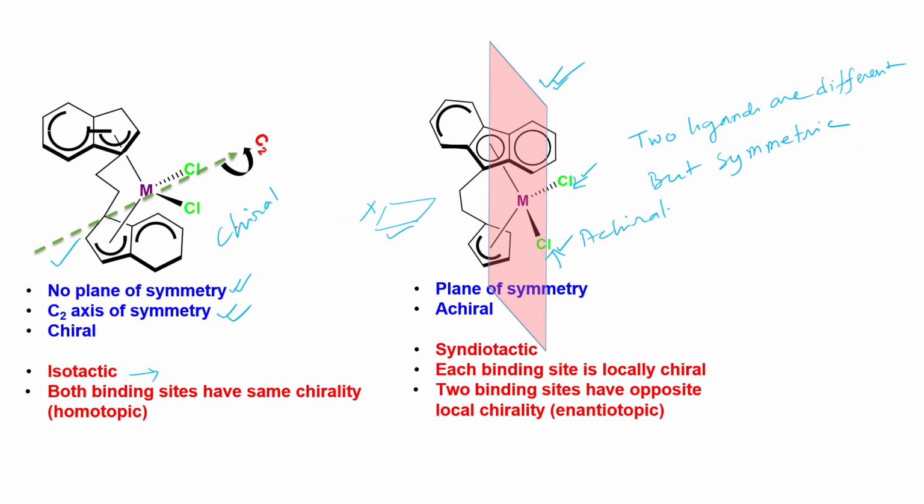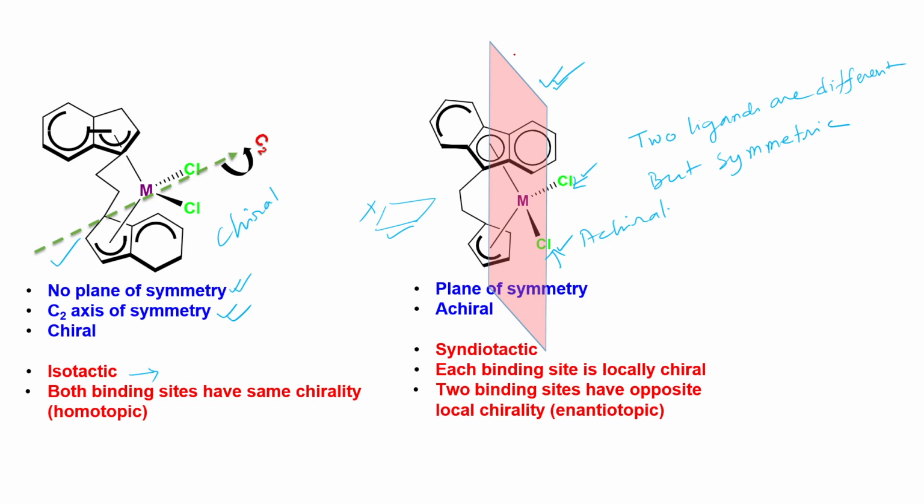For this kind of setup, this is a chiral setup with no plane of symmetry, only a chiral axis. So for isotactic, both the binding sites have the same chirality. So with the C2 axis and the chiral molecular axis, obviously an isotactic polymer you are going to form.